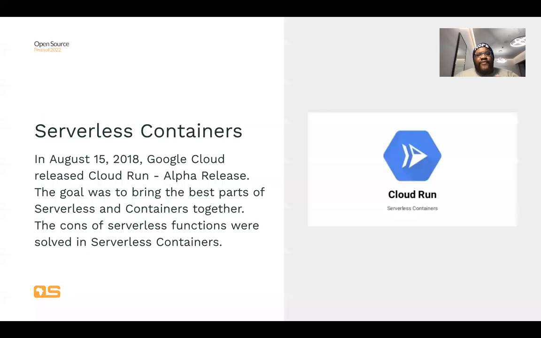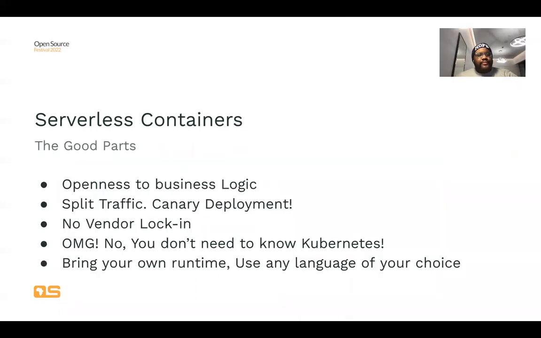The first people that came up with this were Google Cloud, and they came up with a service called Cloud Run. On August 15, 2018, Google released Cloud Run in its alpha release. The main goal was to bring the best parts of serverless architecture and the great parts of containers and make them work together. So the problems you face in serverless functions were now being fixed in serverless containers. I'll show you that real quick.